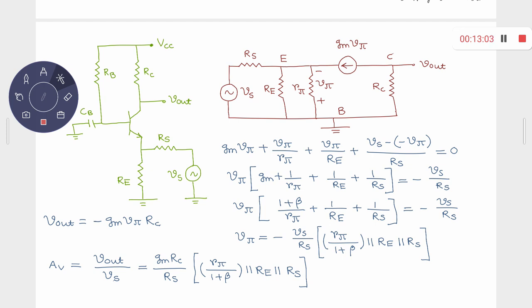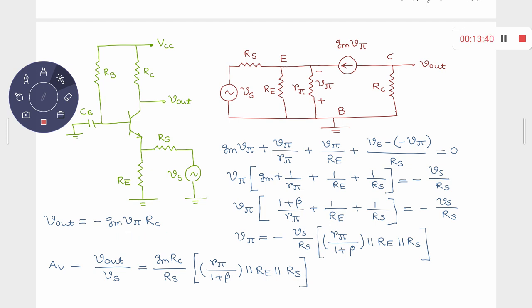Now if you take Vpi on one side and Vs on the other side, then ultimately Vpi is equal to minus Vs upon Rs multiplied with this factor. And what about your Vout? Same thing. Vout is equal to minus gm Vpi Rc, because gm Vpi will take this direction, so minus gm Vpi will flow through Rc. So Vout is minus gm Vpi times Rc.